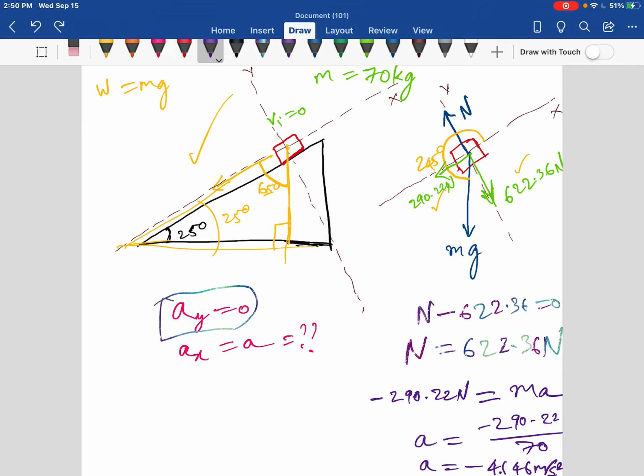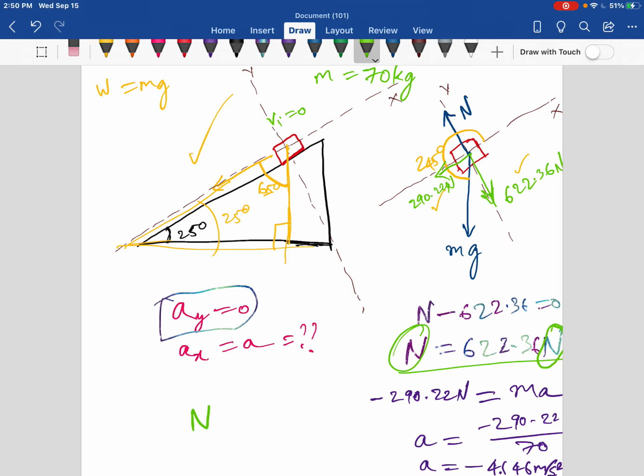Okay, so that is how you can solve this question. Now let's try to understand this. First of all, I want to clarify one thing. You see the normal force over here, normal N. We use the symbol N for normal force. We use the symbol, right?